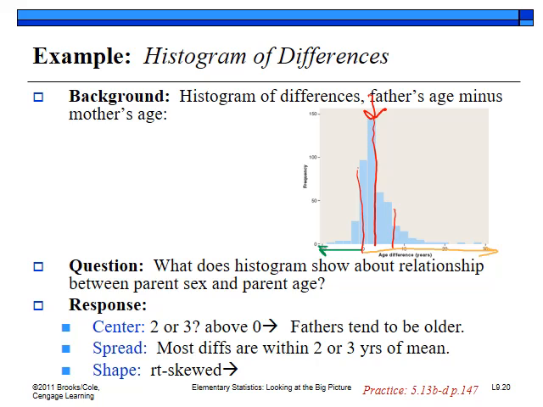Finally, we can see that the distribution is skewed to the right. The tail over here is stronger than the tail to the left. So that means that some of the fathers are much older than the corresponding mothers.